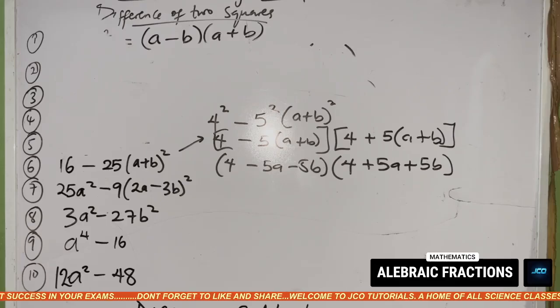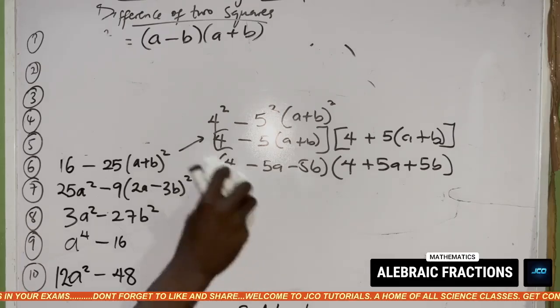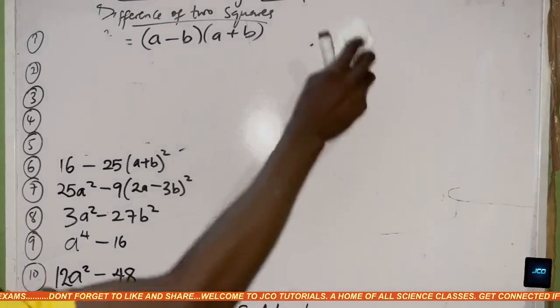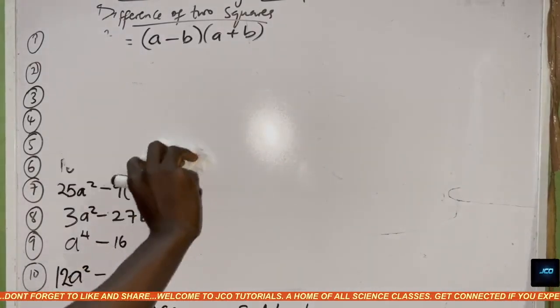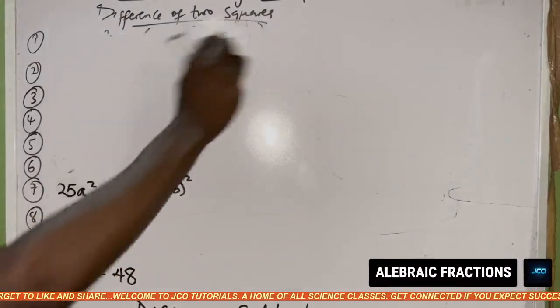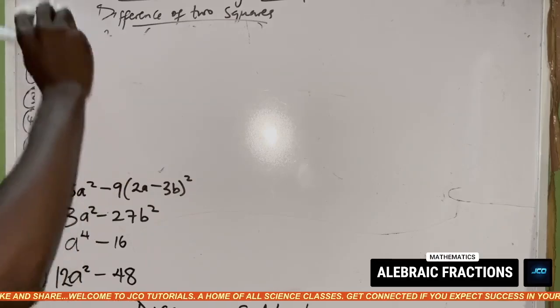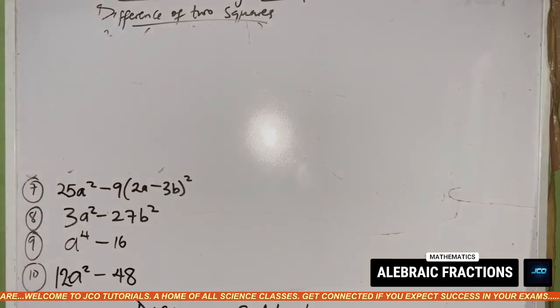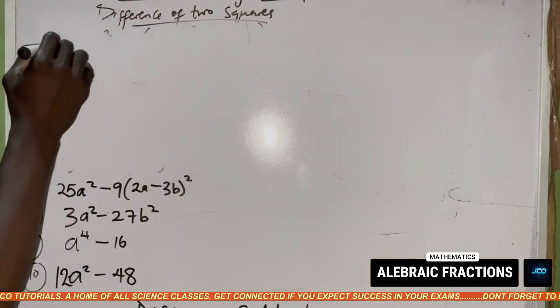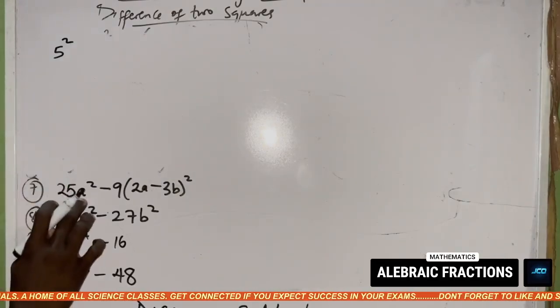Go on now to number 7. I believe you are following. You can pause the video, try it before you continue. Number 7. You see that 25 is already what? Can be put as a square. 25 is 5 square.